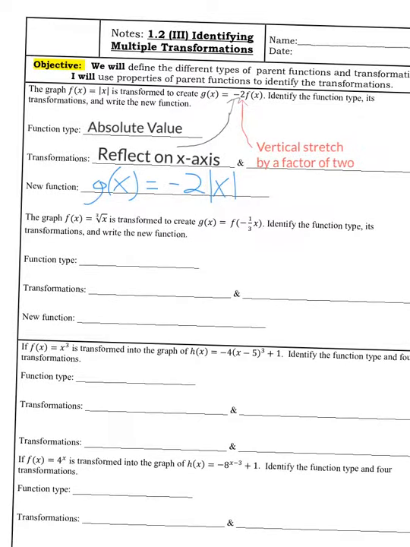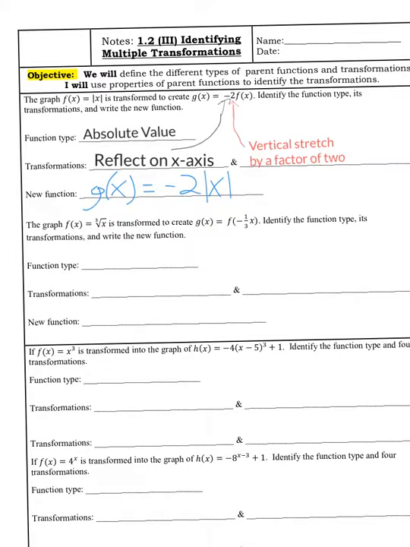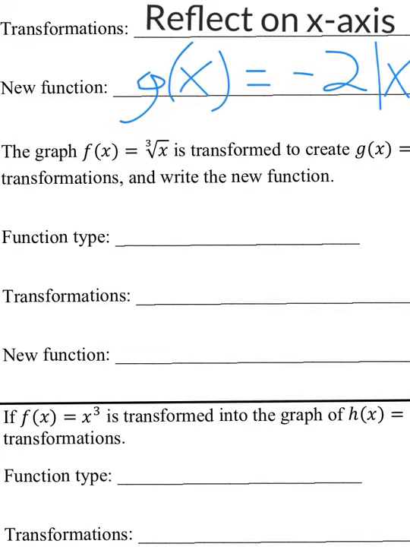Example 2, the graph of the cube root of x is transformed to create g of x equals f of negative 1/3 of x. Identify the function type, its transformations, and write the new function. Alright, so what kind of function do we have? I read it as the cube root of x. That's your function, cube root.